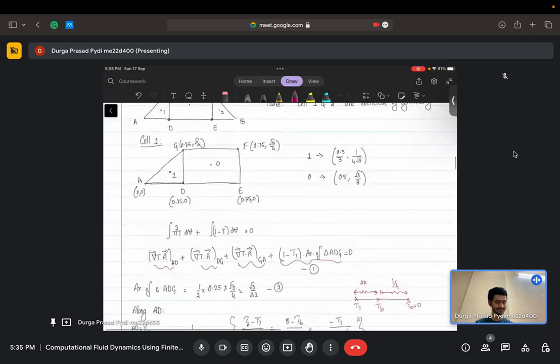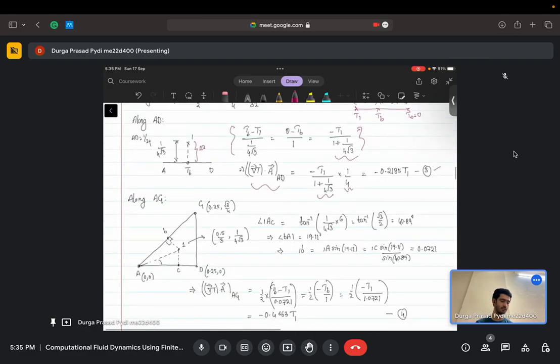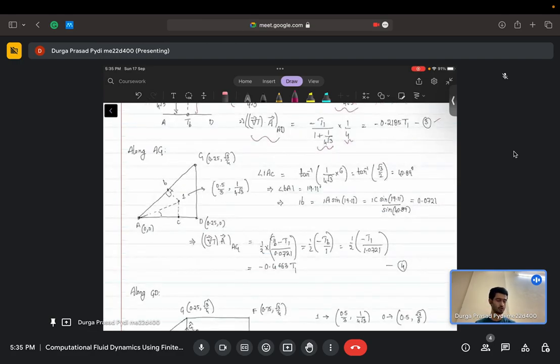Now when coming to face AG, it's again very similar. The only difference is that there is a little geometry here. This is your cell centroid, and you need to find this particular distance. This is the delta from the cell centroid to the face AG. To do that, I need to know this particular value: if I know this angle alpha, the total angle is 60 since it's an equilateral triangle, so this is 60 minus alpha.